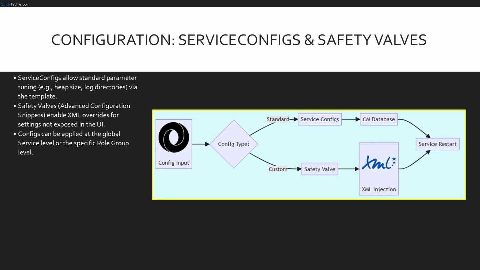Configuration in Cloudera Manager is layered. At the top level, you have service configs, which cover standard settings like log directories or security ACLs. However, for advanced tuning, we use safety valves. In the template JSON, you might see fields like core site safety valve. These allow you to inject raw XML properties directly into configuration files like core-site.xml or hdfs-site.xml.